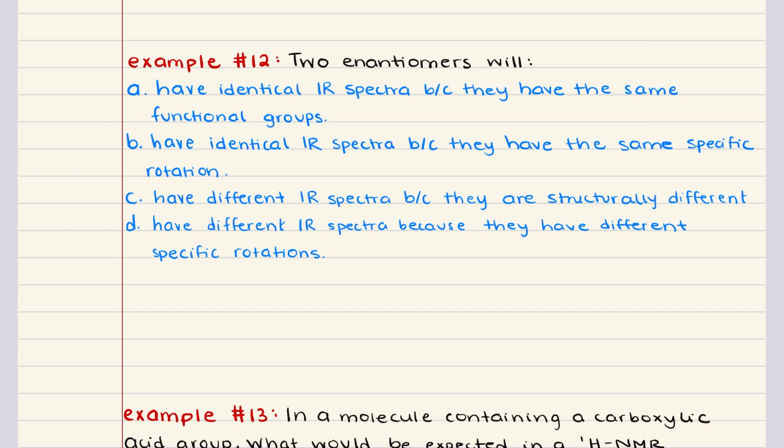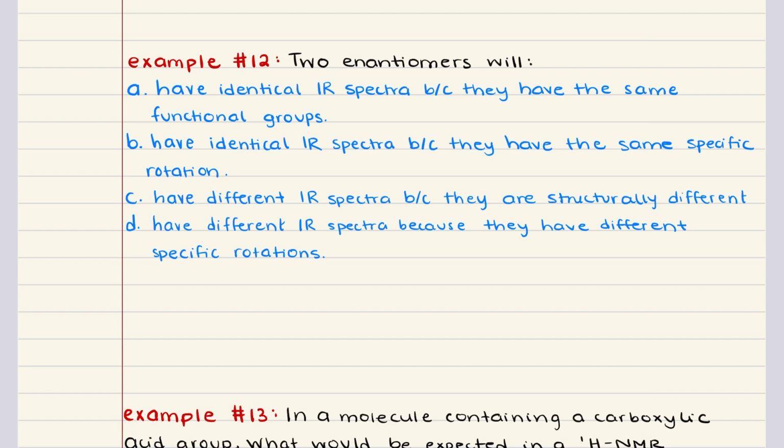Now, enantiomers are mirror images of each other. So they have the exact same atoms, bonds, and connectivity. That means they have the exact same functional groups, which are what IR spectroscopy detects. IR spectroscopy doesn't care about chirality. It just tells us which types of bonds are present and how they're vibrating.